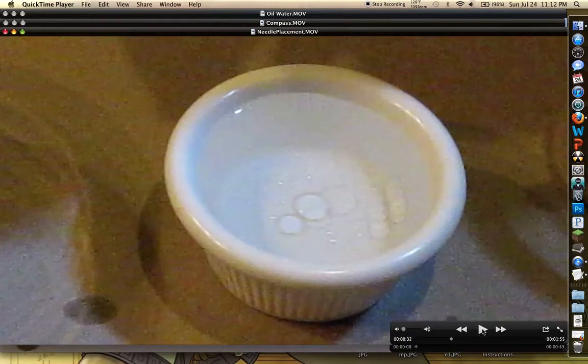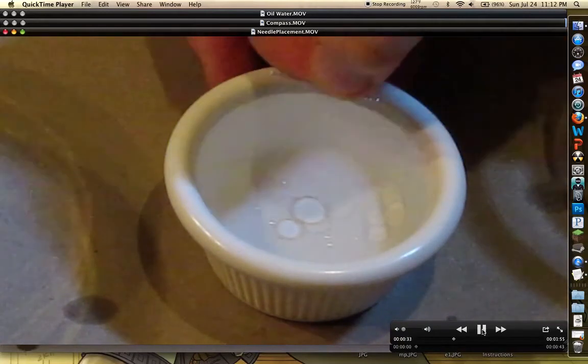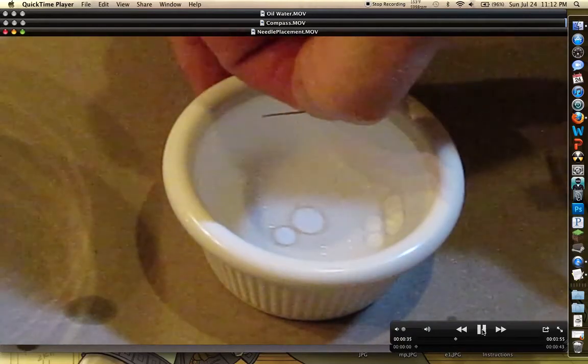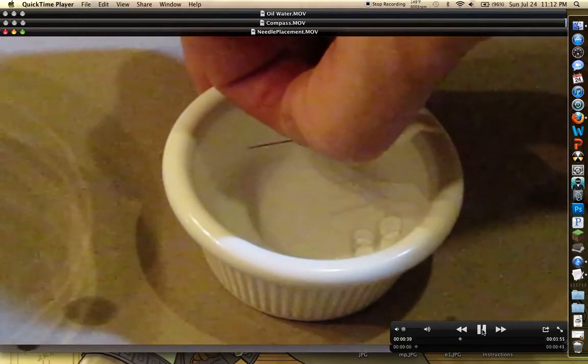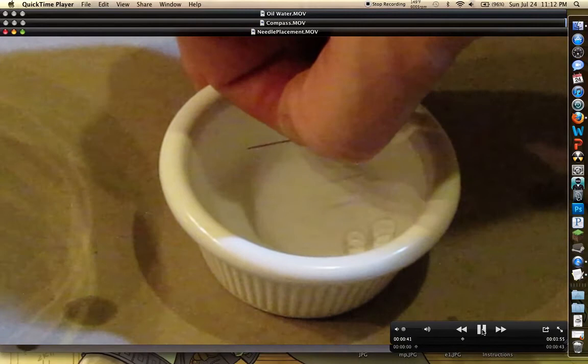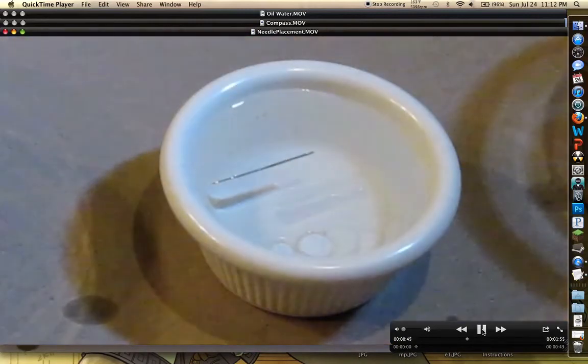Here is placing the needle onto the water. As you can see, there's a little bit of oil droplets in the water. It will not affect it. You need to be gentle in placing, and you need to try and keep the needle parallel to the surface of the water and get it as close as you can without touching the water. Release it and it should float, as can be seen here.